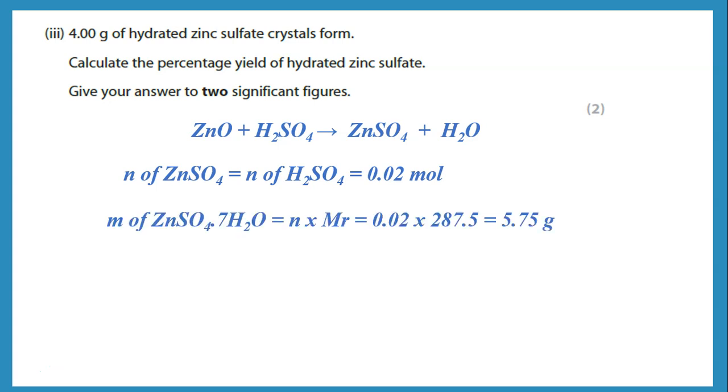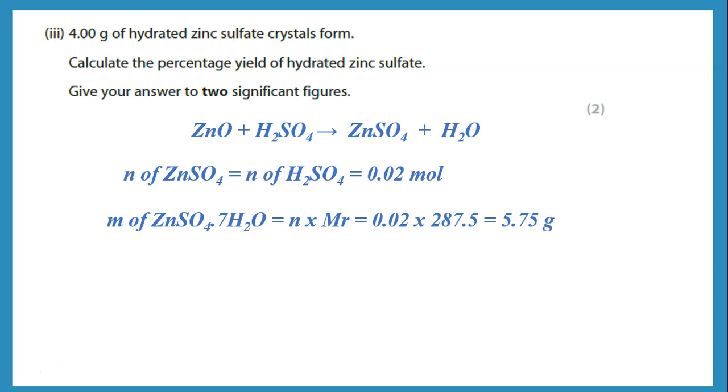I can use that to calculate the mass that should be obtained, which we call the theoretical mass. So from this number of moles, how do we get mass? You should know that mass is number of moles times MR. Number of moles is what we got, 0.02. The MR was what we calculated in the first part of the question, so that was 287.5, and that means that the theoretical yield is 5.75.